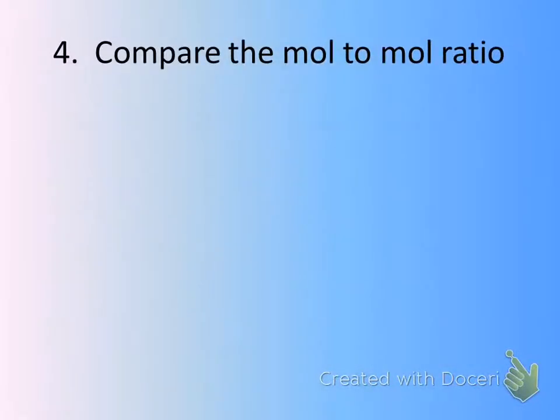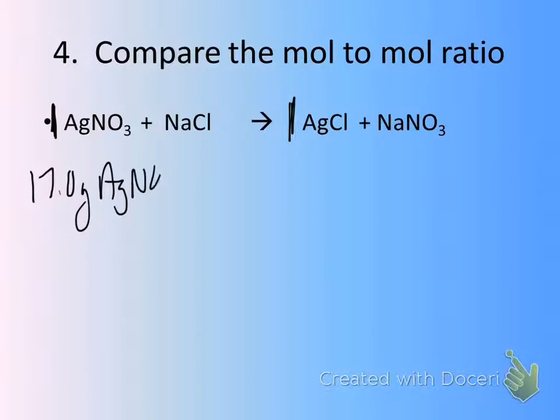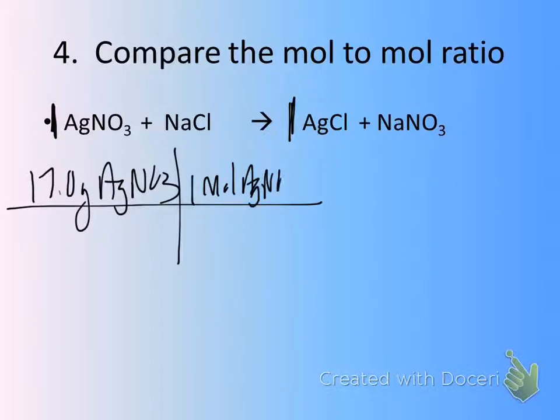Now we have to go back to the original equation and compare that mole-to-mole ratio. Remember, this equation said if you had 1 mole of silver nitrate, you were going to get 1 mole of silver chloride. So we need to plug that in. Go back to our equation. We have 17.0 grams of silver nitrate. And we knew that 1 mole of silver nitrate has a molar mass of 169.9 grams.